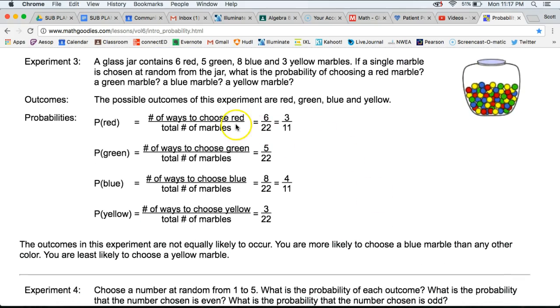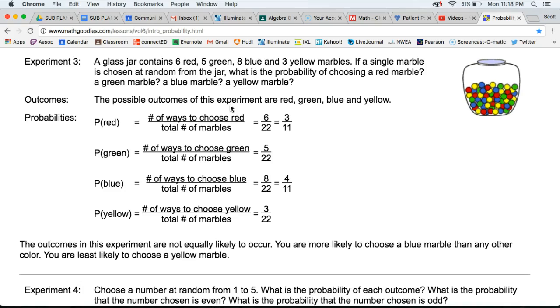Now this is going to be different because the percentage or the likelihood or the probability or the odds, however you want to think about it, is not going to be equal for each of the possibilities. Okay, so a glass jar contains 6 red, 5 green, 8 blue, and 3 yellow marbles. So first of all, there are not the same number of each color of marble. That's important to understand. If a single marble is chosen at random from the jar, what is the probability of choosing a red, a green, a blue, a yellow?